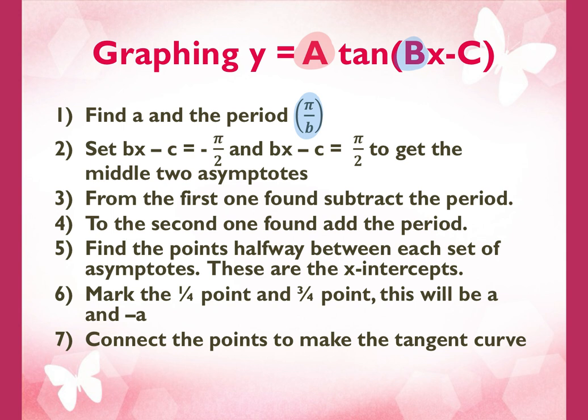Then we are going to set what is inside the parentheses equal to negative pi over 2 and positive pi over 2. We're going to solve for x, and those are going to be your 2 middle asymptotes. From the first one you found, you're going to subtract the period. From the second one you found, you're going to add the period, and now you've got 4 asymptotes.